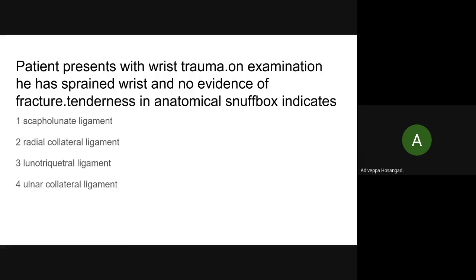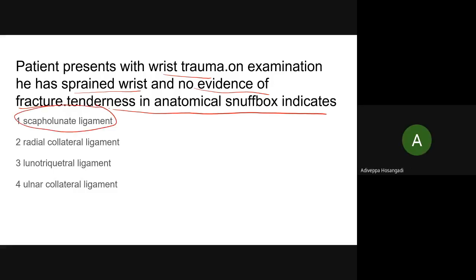A patient presents with wrist trauma. On examination, he has a sprained wrist, no evidence of fracture. Tenderness in the anatomical snuffbox indicates what? Quick. Imagine this, don't just guess. Ligament, sir. Very good, the scapholunate ligament.